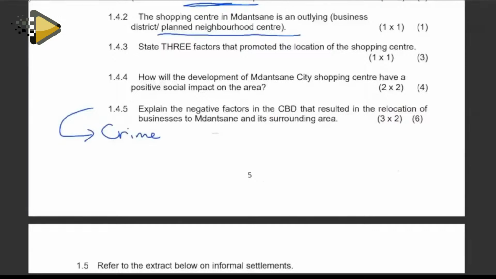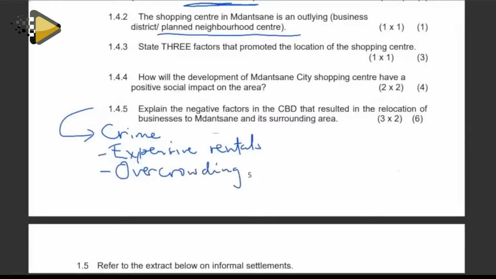So crime is very high, and also we can talk of expensive rentals. In the CBD, the land values are high, such that the rentals are also high for the business. So it becomes a negative implication for the business. Aspects like overcrowding. The CBD is overcrowded. There are lots of people there. It's not conducive to do business in the CBD because it's overcrowded.